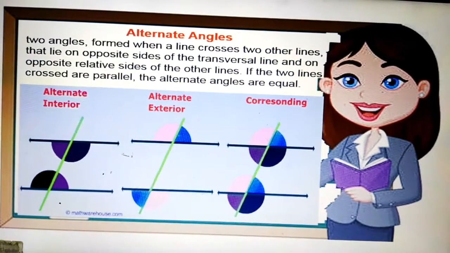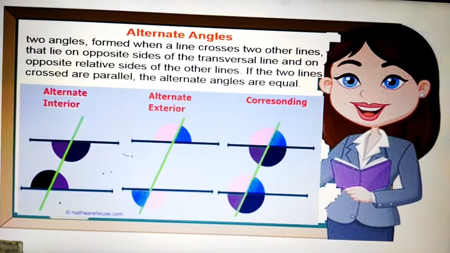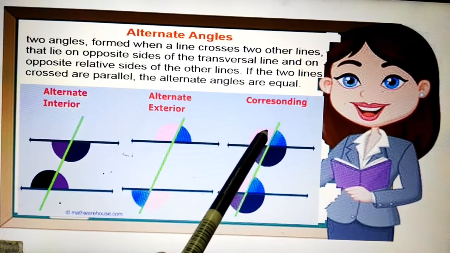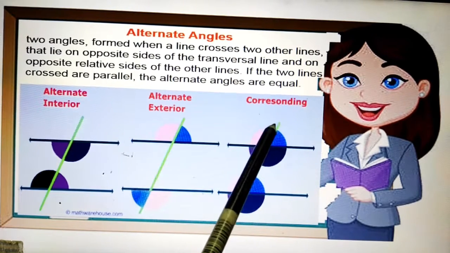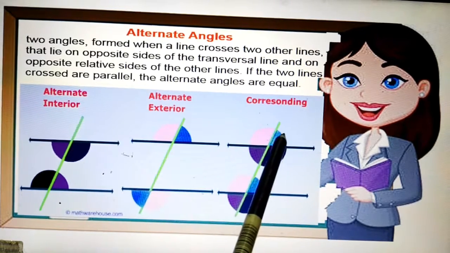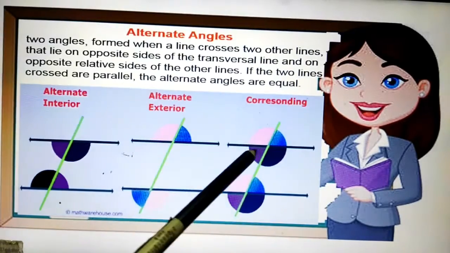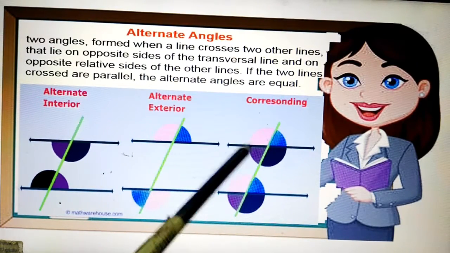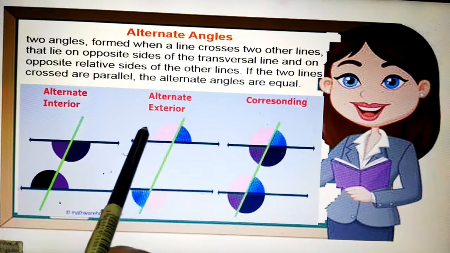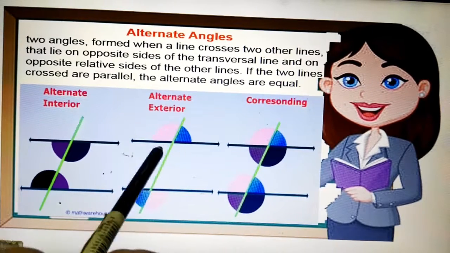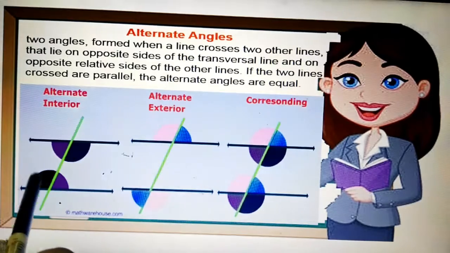Now alternate angles. Two angles formed when a line crosses two other lines lie on opposite sides of the transversal line and on opposite relative sides of the other lines. If the two lines crossed are parallel, the alternate angles are equal. Here you can see these are parallel lines and this is a transversal line. Here these pink angles are corresponding angles, these purple angles are corresponding angles, while alternate exterior means that the angles outside the lines are called exterior angles, and interior angles are the angles inside the lines.